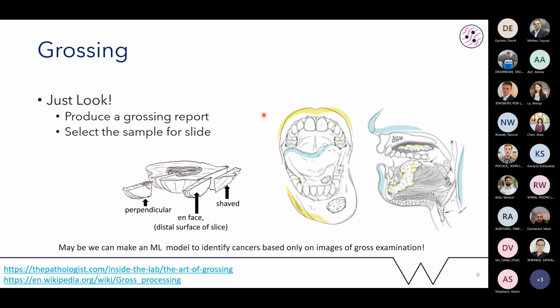This is done for two things. One is to produce a grossing report: what does it look like? If you just Google or preferably Twitter search grossing, you will find images. I didn't put any gory images here, okay? But the other thing it can be used for is to select a sample that we would actually put on the slide. So this is very important, and currently there is no machine learning method that allows us to do that. There's an open opportunity, guys.